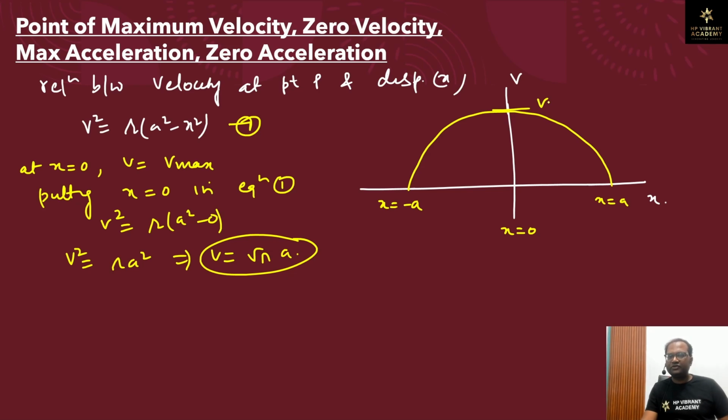So here we have v is equal to v max, and at x is equal to a, let us find the point of zero velocity. So let us equate equation 1 to 0.